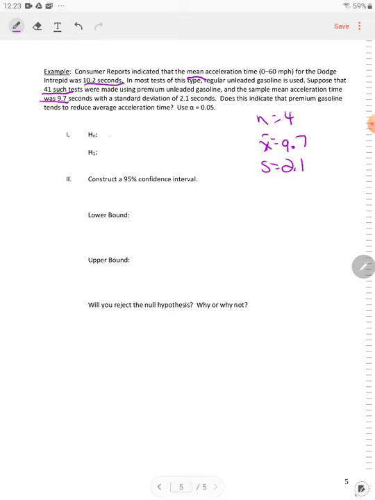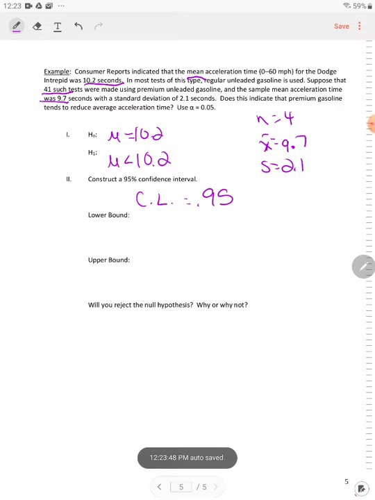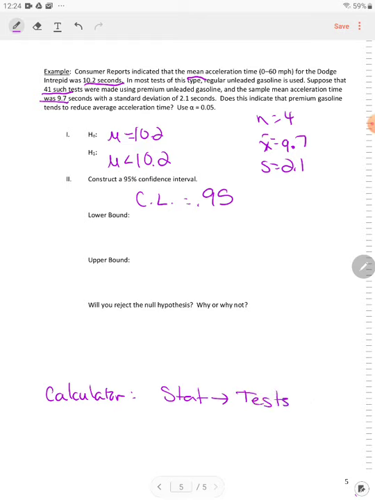So here you have mu is equal to 10.2, and the alternative is mu is less than 10.2. Construct a 95% confidence interval. So your confidence level is 0.95. And again, if you guys remember, this is a T interval, which is found on the calculator by going stat, arrow to tests, and then go to number 8, TInterval. The lower bound is 9.0372. The upper bound is 10.363.